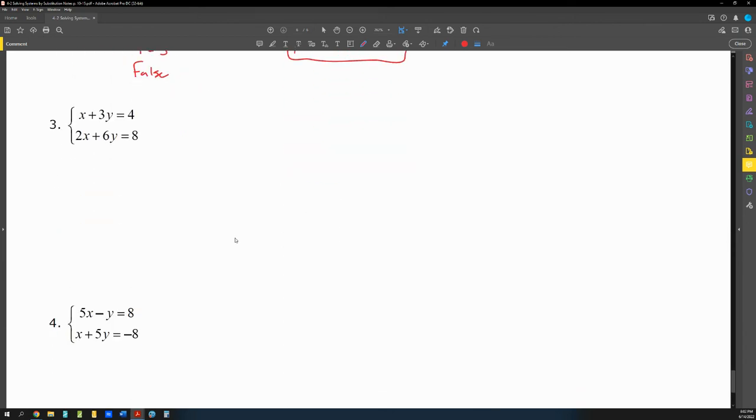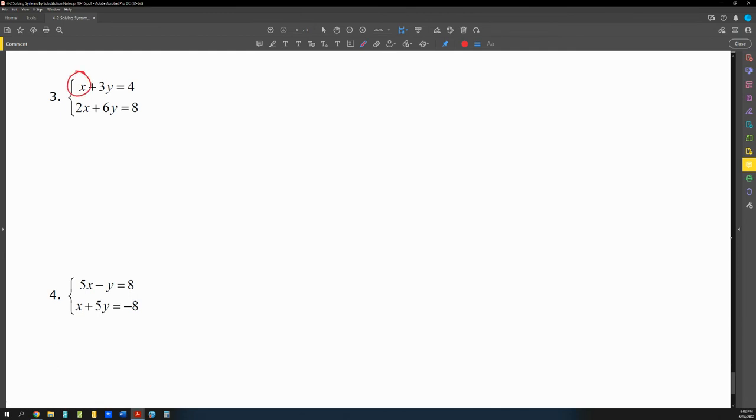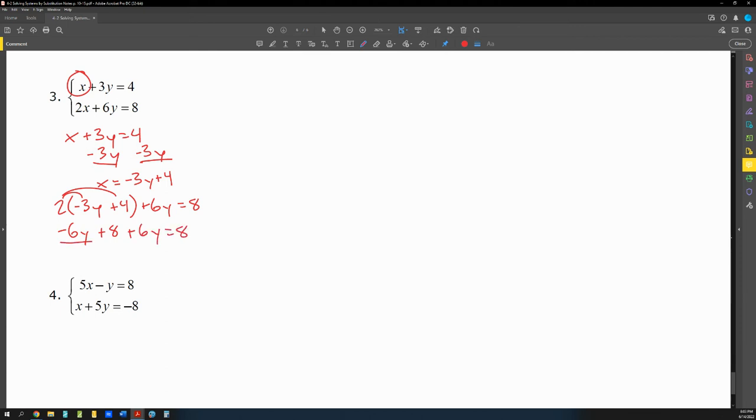Number 3. Here we have x plus 3y equals 4. I notice that the coefficient for this x is 1, so that one should be pretty easy to solve for. I'm going to subtract 3y from both sides, and we get x is equal to negative 3y plus 4. Plugging in negative 3y plus 4 for x in the other equation, we get 2 times the quantity negative 3y plus 4, plus 6y is equal to 8. Distributing the 2, we get negative 6y plus 8 plus 6y is equal to 8. Combining like terms, those cancel out, and we get 8 equals 8. This is true. 8 does equal 8. So this tells us that we have infinitely many solutions.